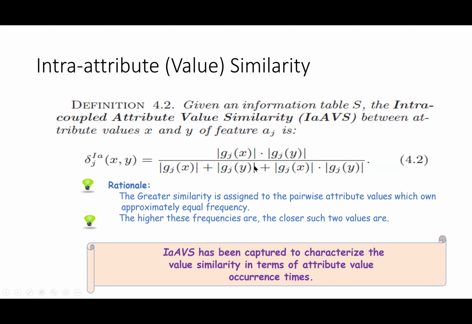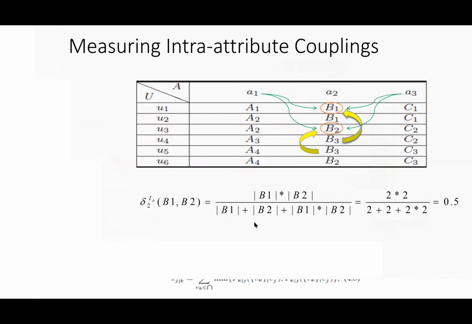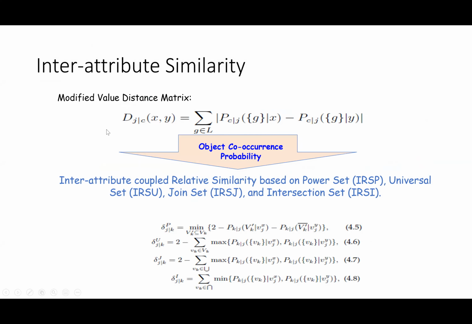So here it is basically built on value occurrence and value co-occurrence. And then, given this table for B1 and B2, we can calculate, for this A2 attribute, the similarity between B1 and B2. Right, and that's for intra. Then for inter, it means we calculate the similarity between x and y for the j attribute by considering other attributes, right?